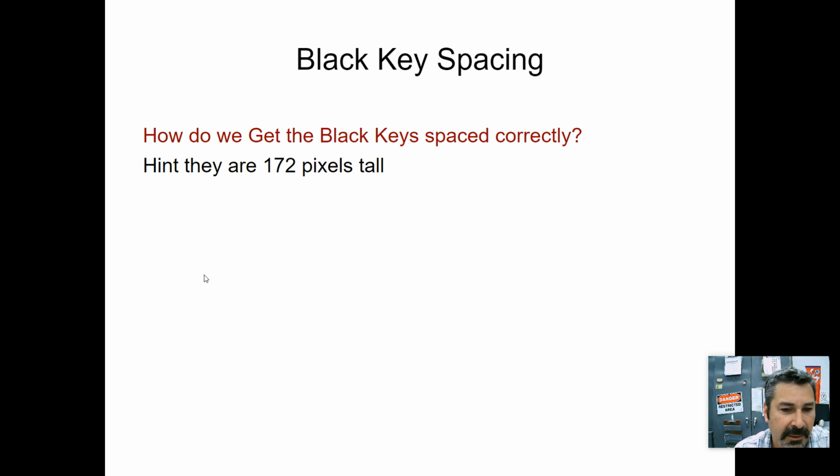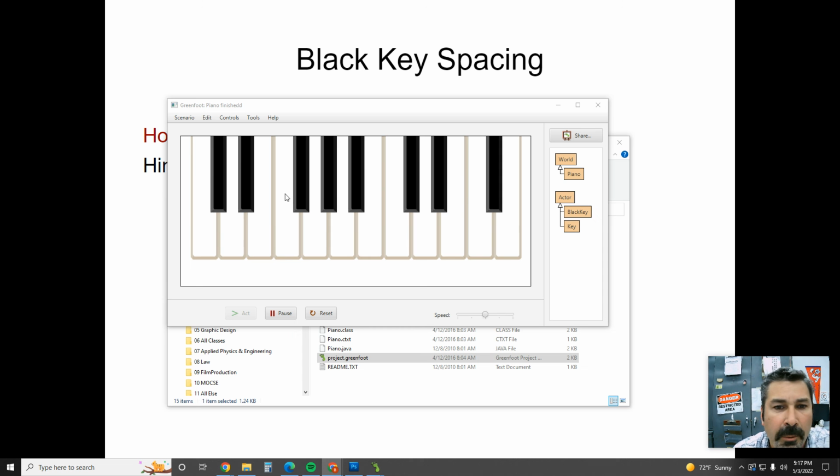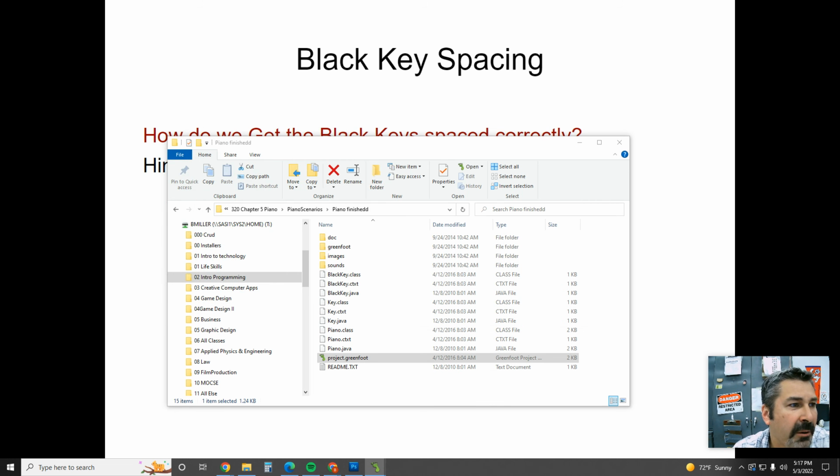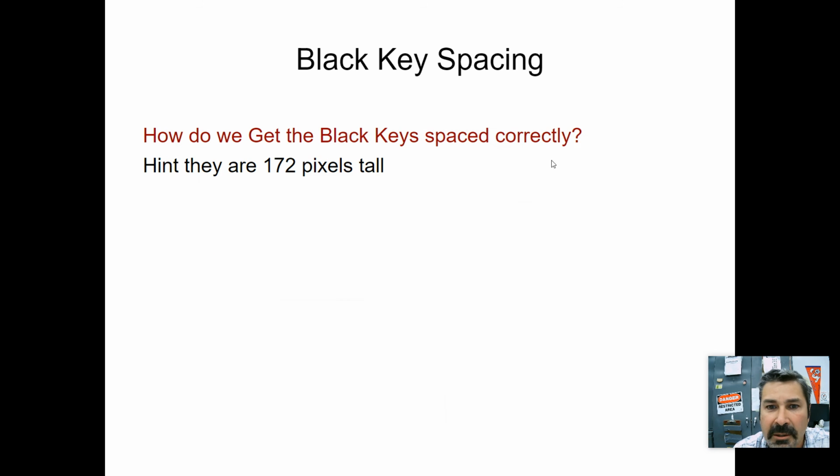Now the trick is to get them spaced evenly. All right, so I'm showing you the finished project here. So we have, notice it's boom, boom, blank, boom, boom, boom, blank, boom, boom, boom, blank. All right, so the idea is we're going to have to come up with a code that's going to do that, okay? So how do we get the black keys spaced correctly? They are 172 pixels tall.